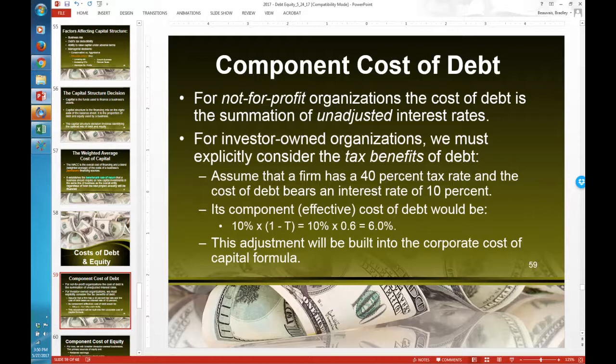For investor-owned organizations on the for-profit side, we have to consider the tax benefits of that debt and adjust what our actual cost of debt is after those tax advantages. So if an organization has a 40% tax rate and there's an interest rate of 10% on that debt, the effective cost of debt would be 10% times 1 minus the tax rate, or effectively 6%. Okay? And that is what we build into the corporate cost of capital formula.